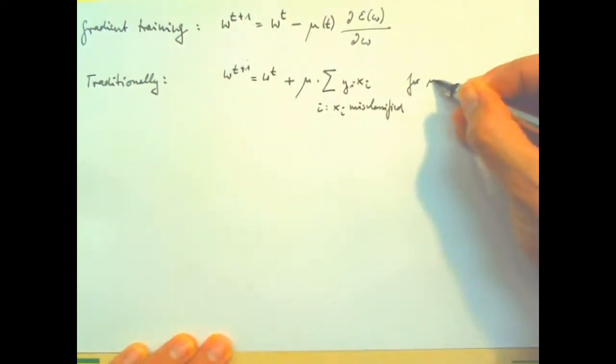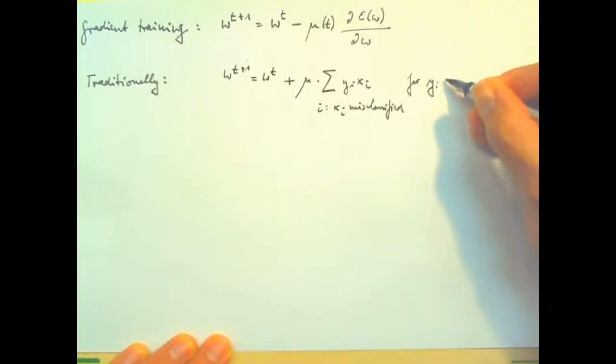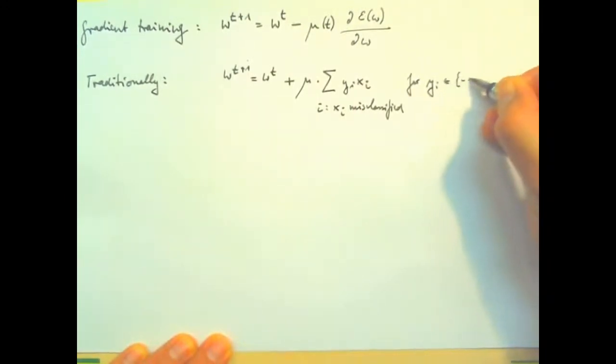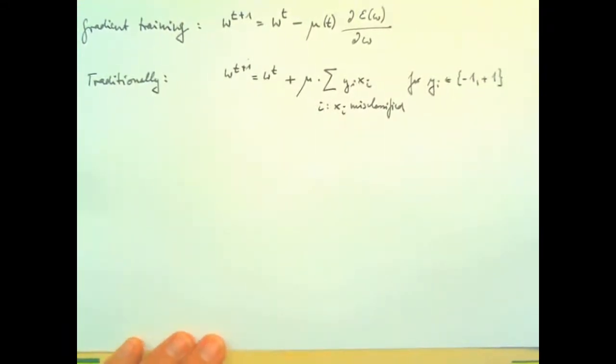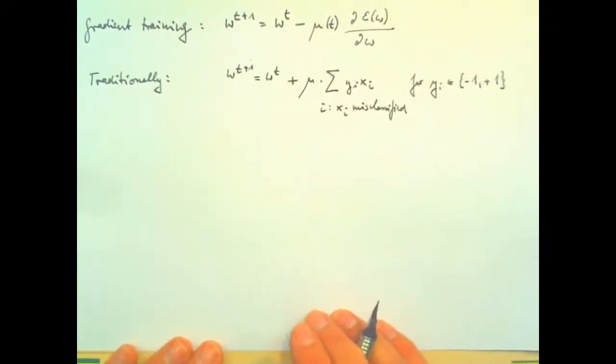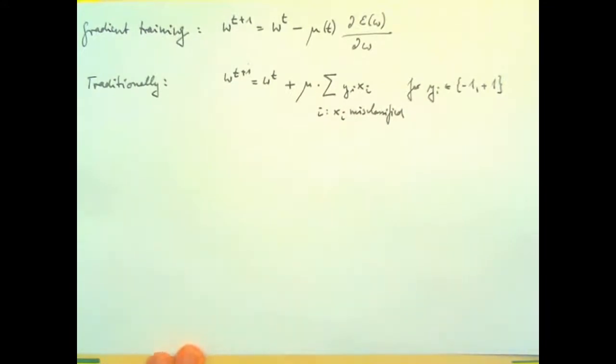Again, I'm assuming that the following coding for the labels has been used, the only admissible labels here being -1 or +1. Now you can ask yourself, what error function does this traditional perceptron optimization rule correspond to? And you can find it out by integrating.